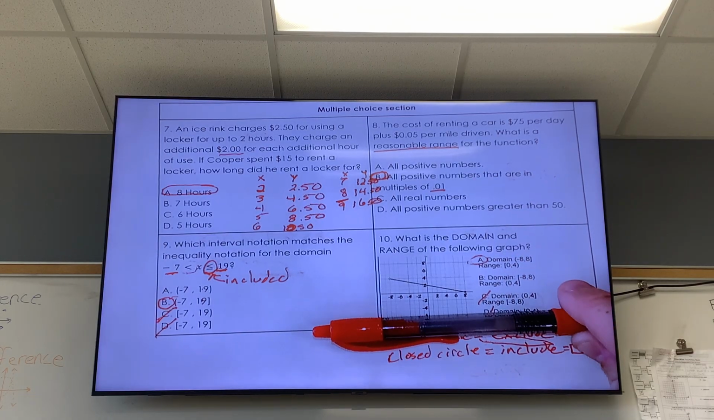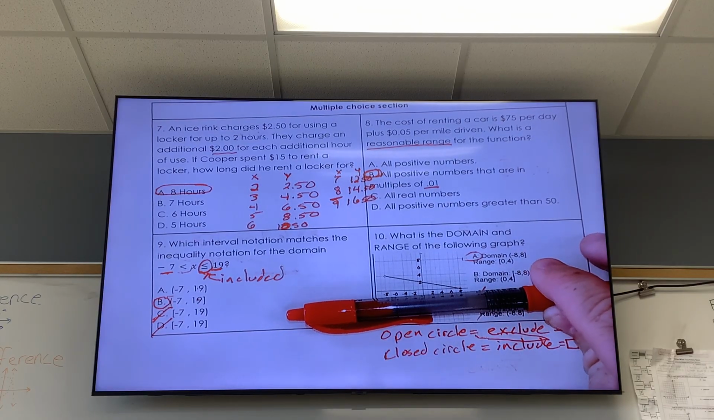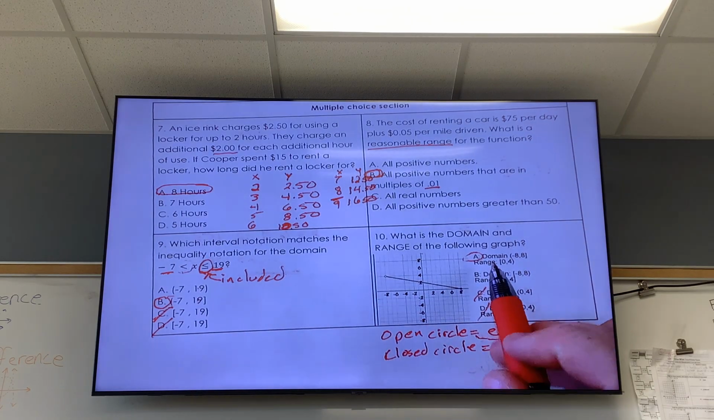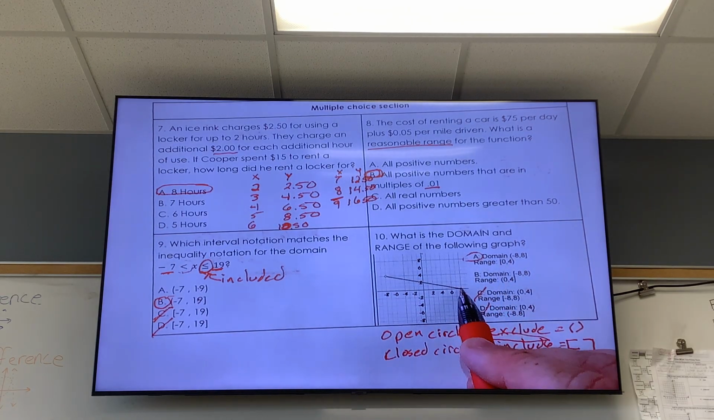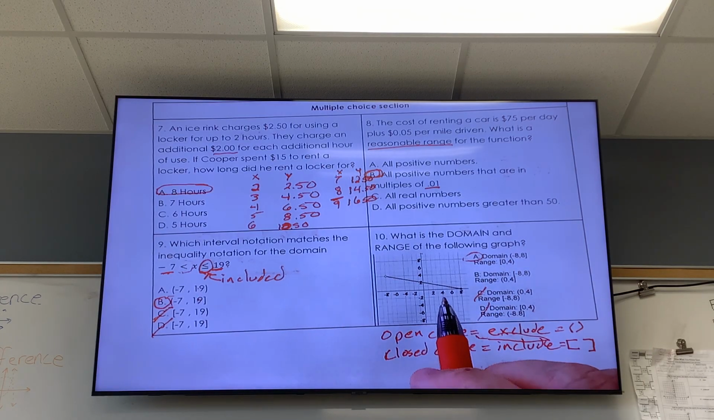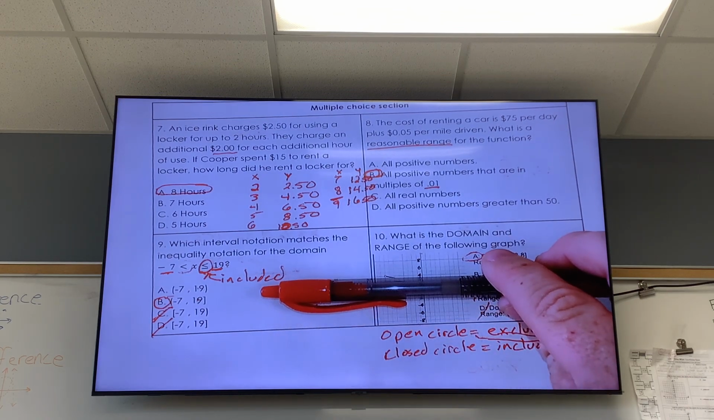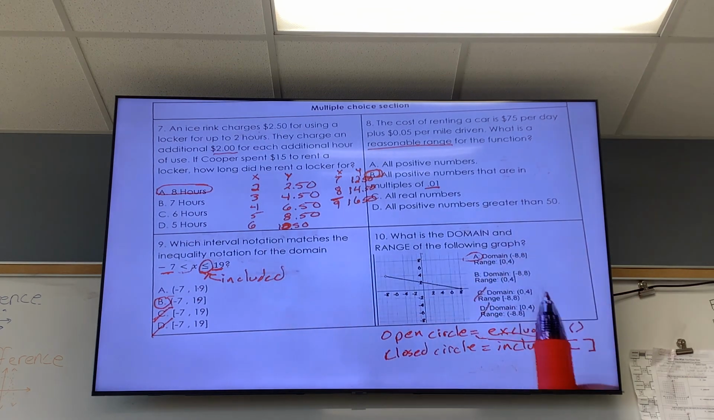Okay, as we work from the bottom up, the first number we hit for our range is going to be 0. Because it's a closed circle, we're going to include it, so there's our bracket. The last number that we hit for our range is going to be 4. Because it's an open circle, we're going to exclude it, so we used parentheses.